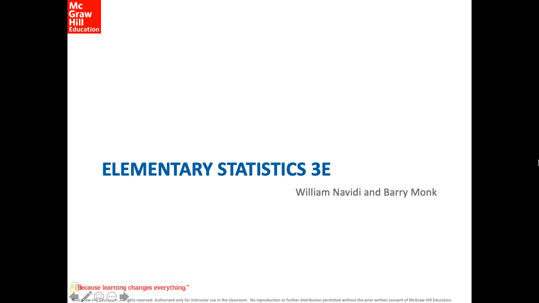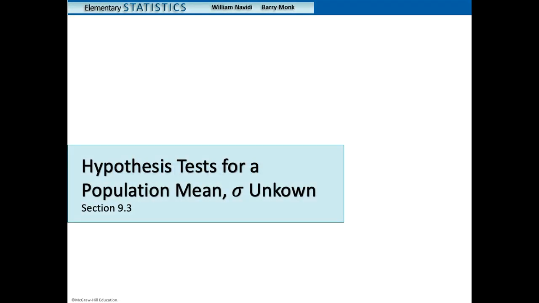Hello. In this section, we are going to continue talking about how to do a hypothesis test for a population mean. But this time we will look at how to do this if sigma is unknown. Again, sigma is the population standard deviation.